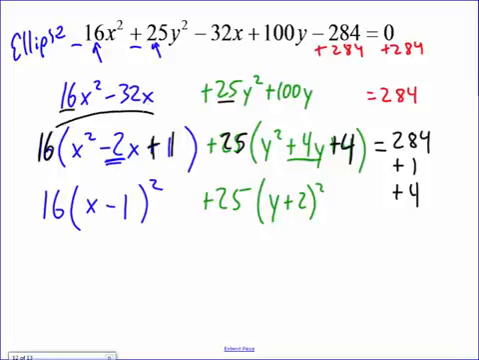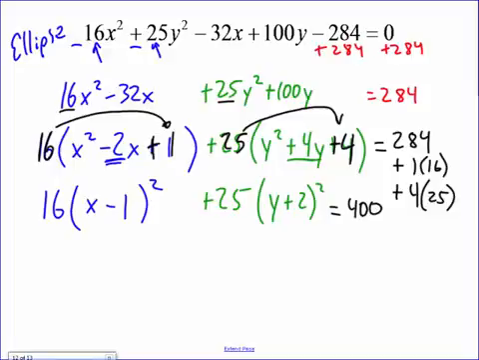I added a 16 technically to this left side because I got to take that 1 times 16 to see what I really added. Same thing here. I didn't really add a 4. I added a 100 to that side. So I got to take that 25 times the 4 to figure out what I need to add on to the other side. That's where it gets a little bit tricky. So really this is 16 and 100. Added on to that 284 gives us 400.